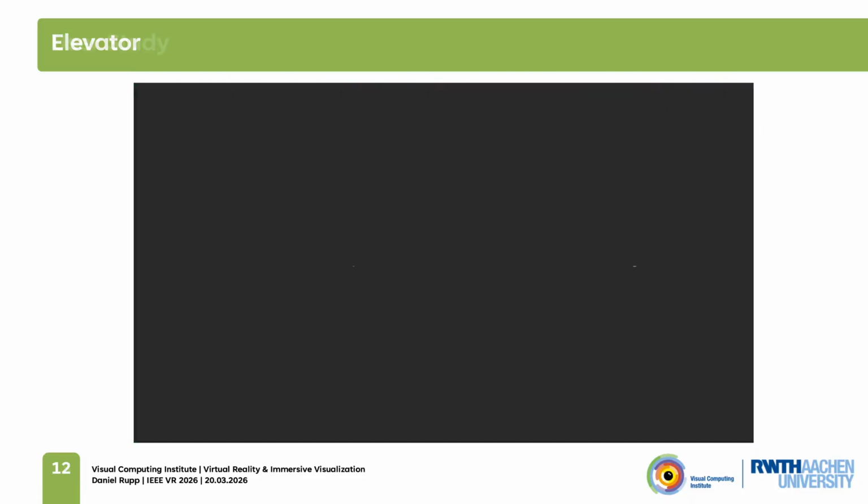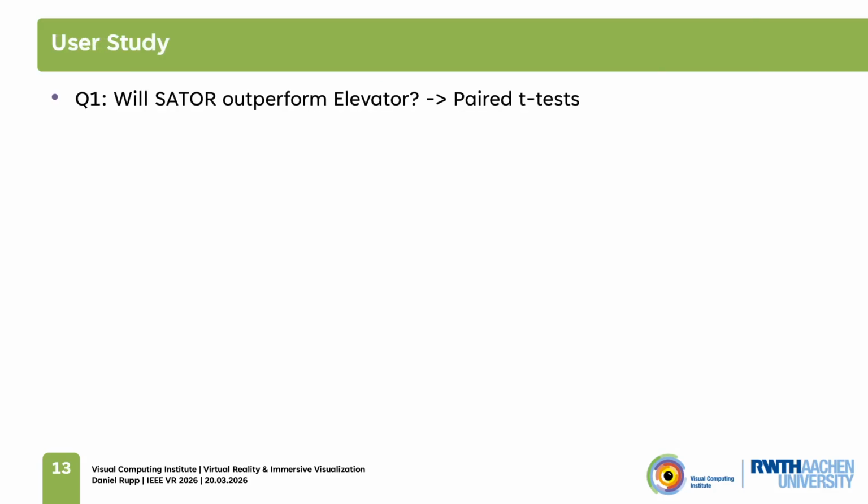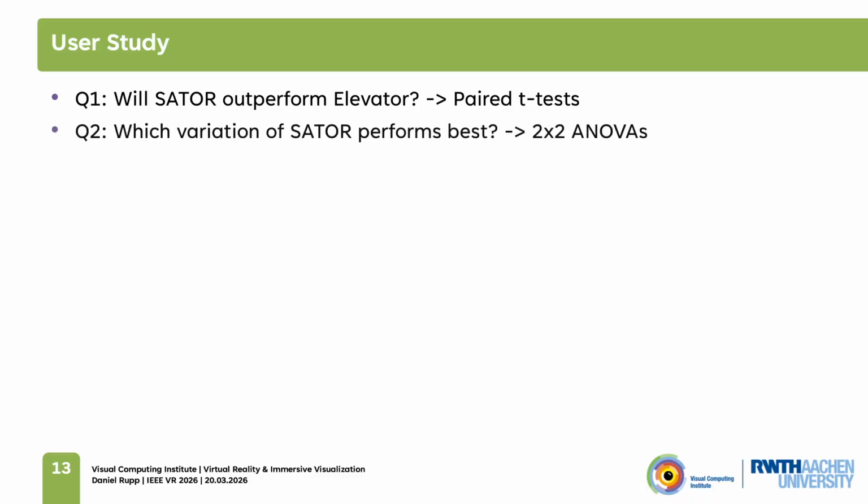Our research questions and hypotheses can be boiled down to two simple questions. First, will SATOR in general outperform the elevator technique? We analyzed this by averaging the results of our SATOR techniques and performed a t-test. Second, which variation of SATOR will perform best, which we analyzed using a 2x2 factorial repeated measures ANOVA.